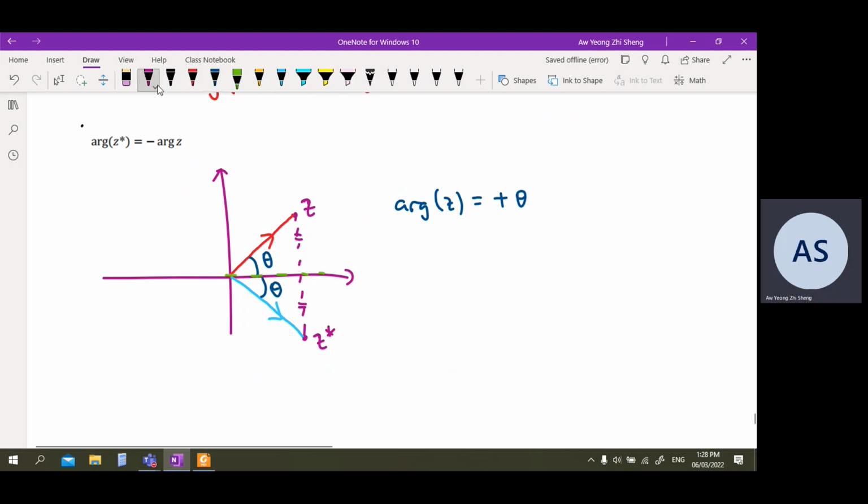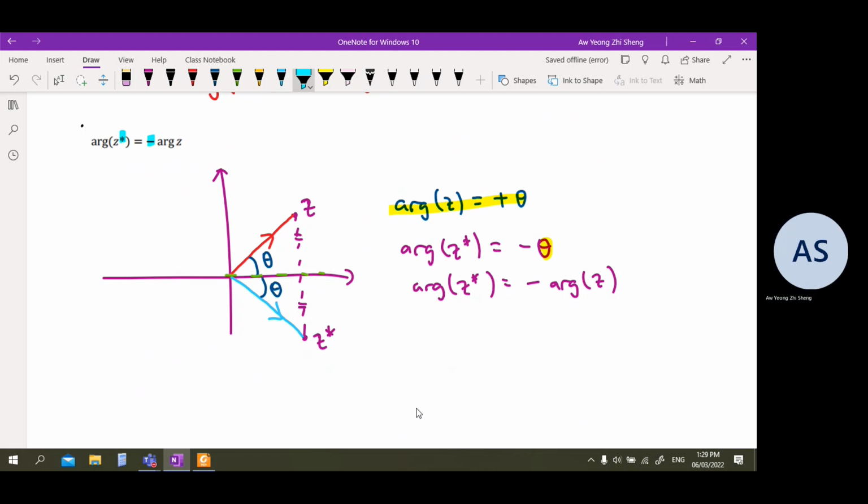Then what is argument of z star? For argument of z star, I will have to measure the angle of theta in the negative direction. So I will take negative theta here, where theta is just the magnitude of the angle. But what is theta? Theta is the same as argument z. So that's how we get argument of z star is just the negative of argument z. So this tells us that if you want to remove the star from the argument operator, you just need to put a negative in front. So this is how you apply the property of argument.